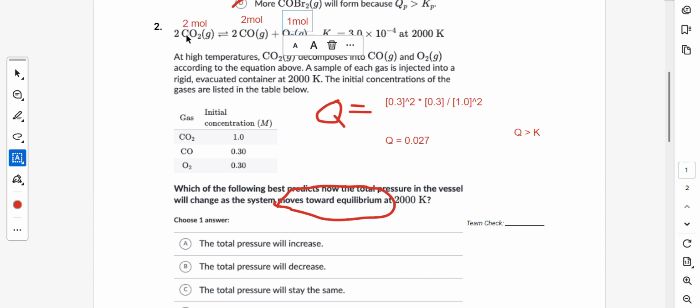3 moles of something is going to create more collisions, more pressure than just 2 moles of something. Think about siblings. You put 2 siblings into a room together. Is it less chaotic or more chaotic than when there's 3 siblings in the same room together? This is more chaotic, more pressure, so this is less pressure.